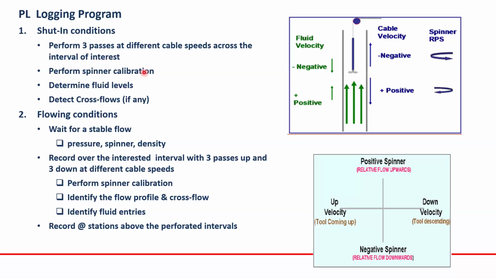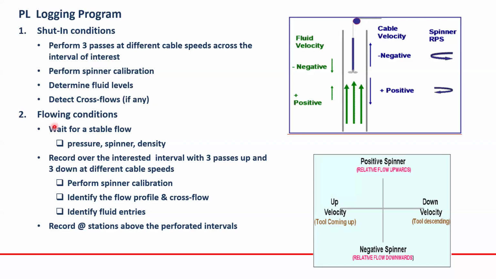Perform spinner calibration. Determine fluid level. Detect cross flow if any. This is done in shut-in, because if there is cross flow, it means there is fluid moving in the hole or behind the casing while the well is shut in. This is called cross flow.